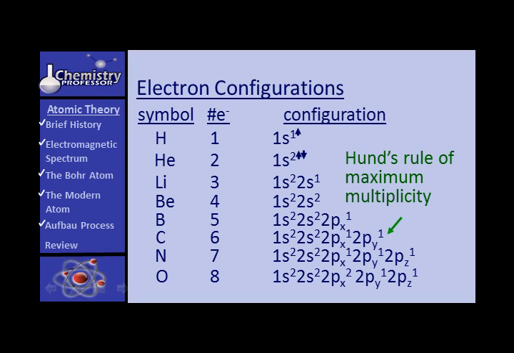By the way, are oxygen atoms paramagnetic or diamagnetic? That's right, they're paramagnetic. If you have even one unpaired electron, you're paramagnetic.